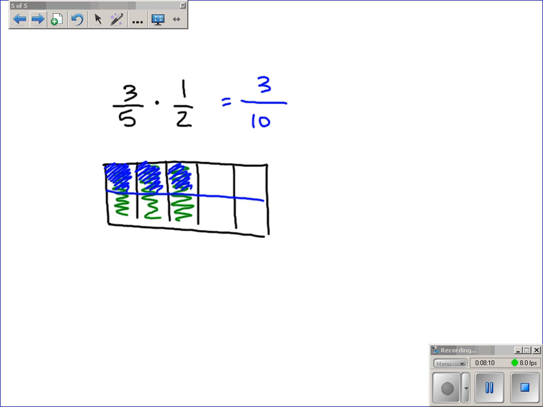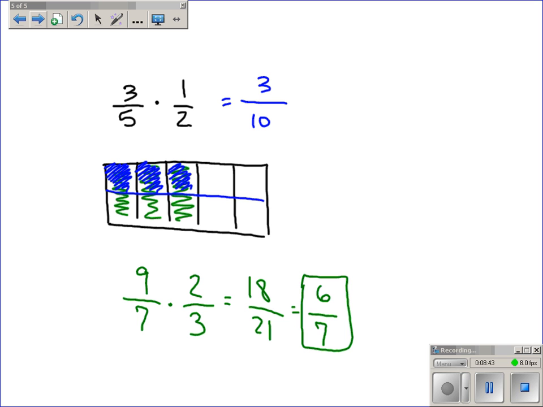Let me give you one more example. If we have 9/7 times, let's say, 2/3, I multiply those together. Top 9 times 2 is 18. The bottom is 7 times 3, which is 21. Now there's a common multiple in both these. They both go into the number 3. And so if I divide 18 by 3, I get 6. 21 divided by 3 is 7. And so my answer is 6/7. Okay? You should get in the habit of always reducing your fractions because it's simpler that way.